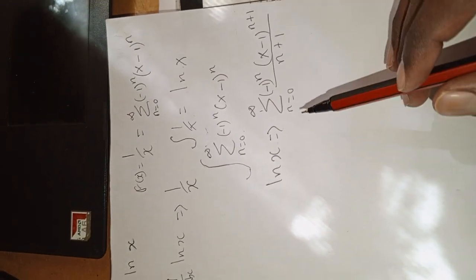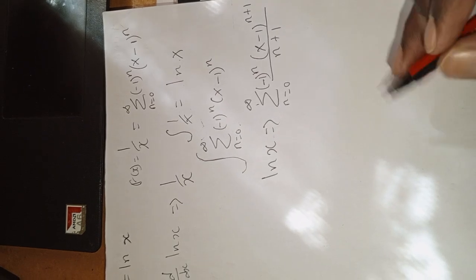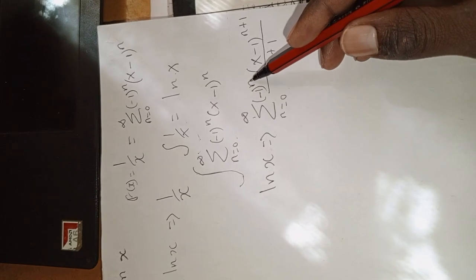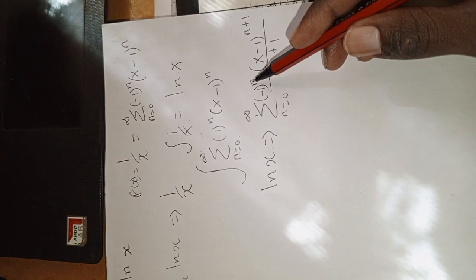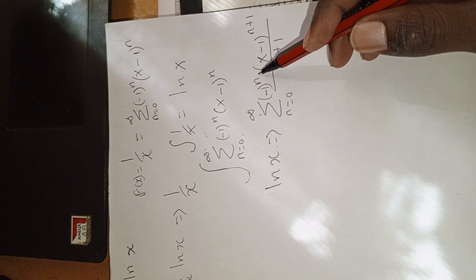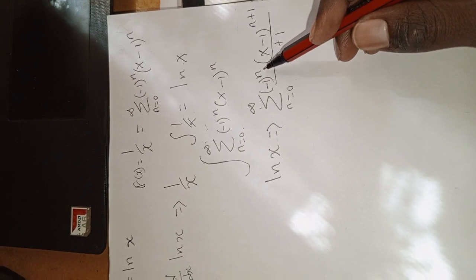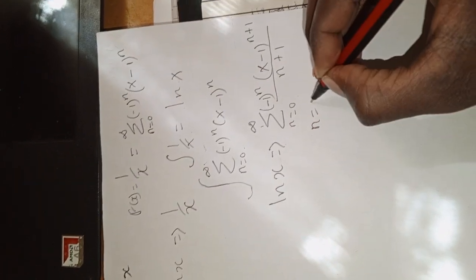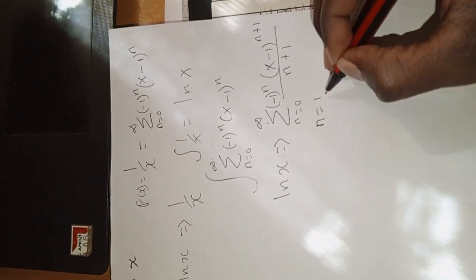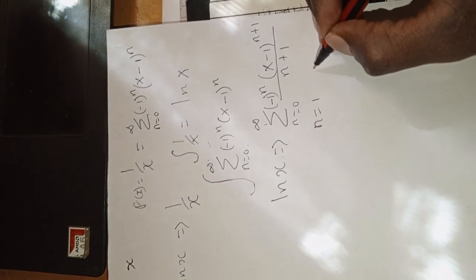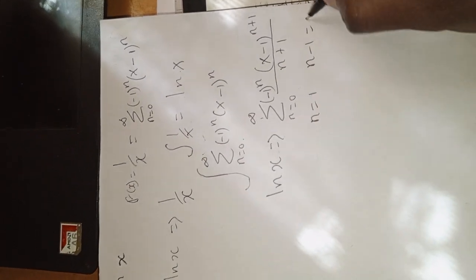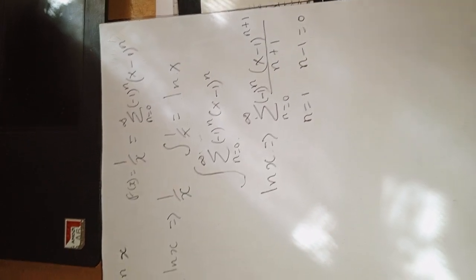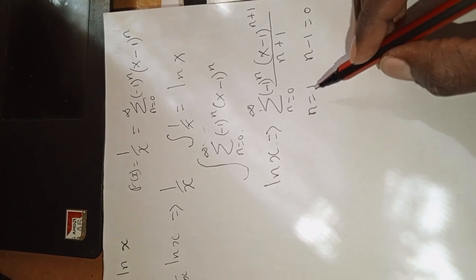You can rewrite it starting at n equal to 1. When you want to start your values at n equal to 1, you have to change n. What do you need to do? Wherever there is n, you replace it with n minus 1, because when n equal to 1, subtracting 1 from both sides, n minus 1 is equal to 0. So wherever there is n, we replace it with n minus 1 for the function to start at n equal to 1.